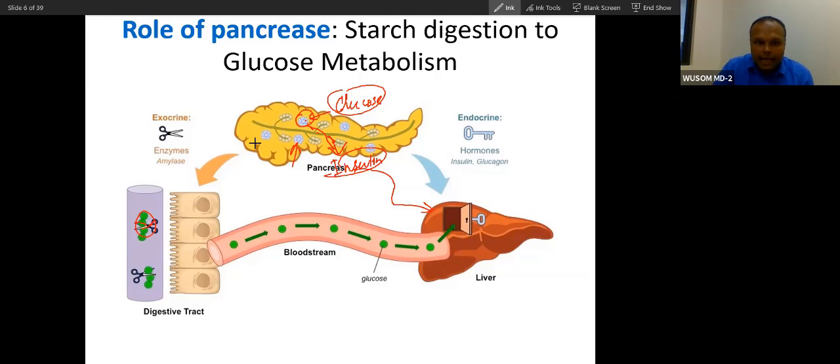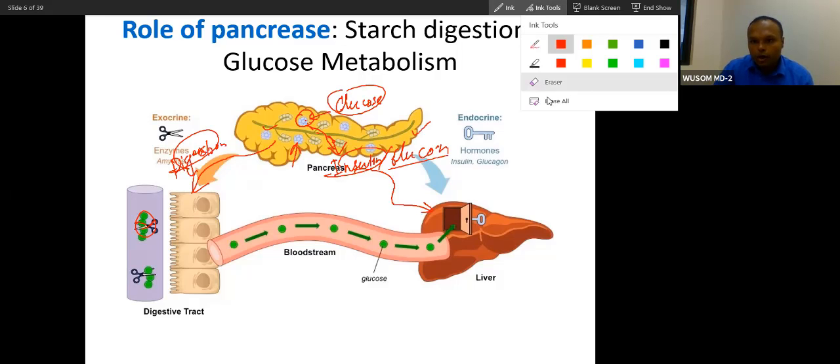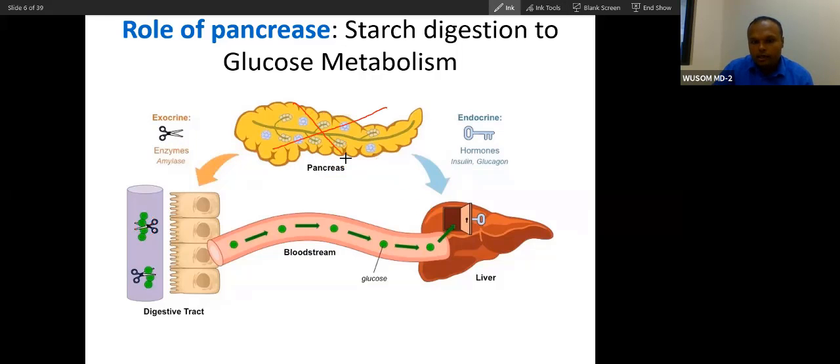So the pancreas is performing in digestion by secreting digestive enzymes, and at the same time by releasing insulin and glucagon from the islets of Langerhans, alpha and beta cells: insulin from the beta cell and glucagon from the alpha cell. Carbohydrate digestion is also carried out by the pancreas, and metabolism too. Both digestion plus metabolism are carried out by the pancreas.